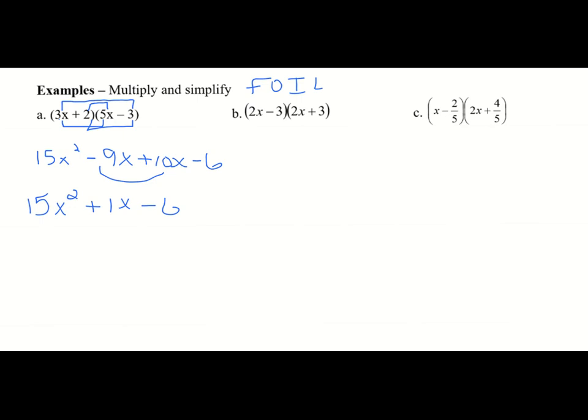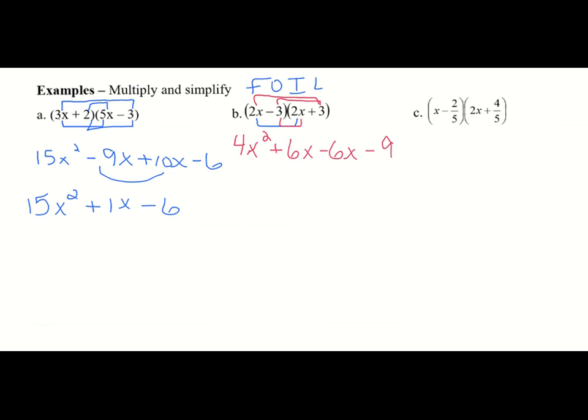Now for the next one, we are going to FOIL again. We're going to do the first terms, so 2x times 2x is going to give me 4x squared. Then we're going to do the outer terms. 2x times 3 will give me a positive 6x. Inner terms will be negative 3 times 2x, so minus 6x. And then last terms, negative 3 times positive 3 is going to give me a negative 9.